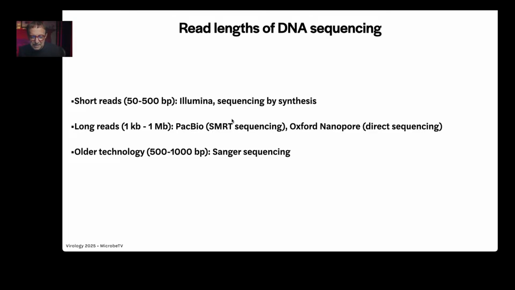So some of these techniques like Illumina and sequencing by synthesis, you get short reads, 50 to 500 base pairs. So you have to get lots of them and overlap them on your whole genome. Some of them do long reads between a kilobase and a megabase. PacBio and Oxford Nanopore can do that. And the older technology, Sanger sequencing, could do 500 to 1,000 base pairs. So that's not bad. And we still use Sanger to confirm some of the results of these other read technologies.